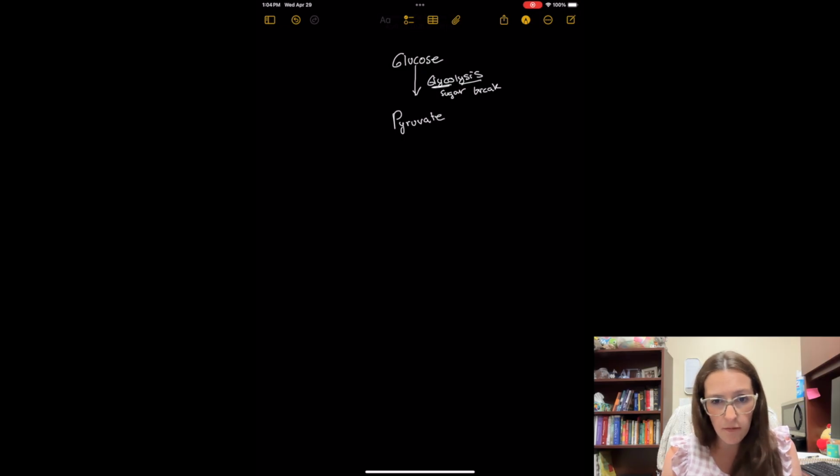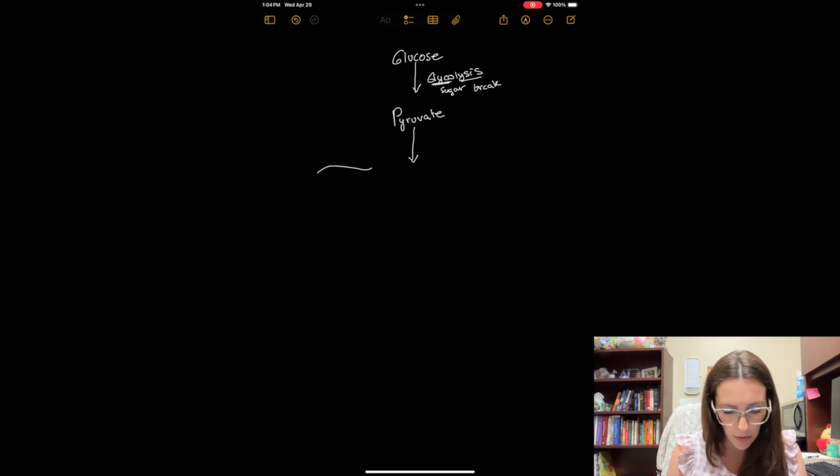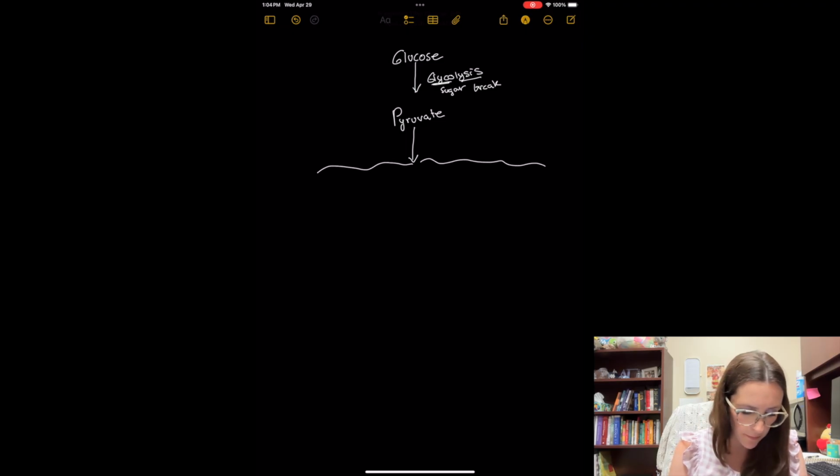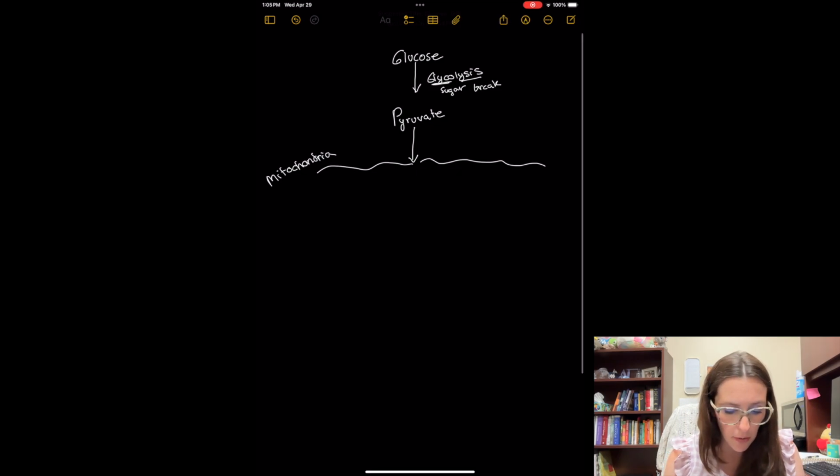Pyruvate can be used for a lot of things, and it actually is a metabolite for many other parts of the cell. But when we're thinking about energy, this pyruvate will eventually be brought into the mitochondria. So we'll draw a little mitochondria membrane. And when it gets brought in there, we make acetyl-CoA.